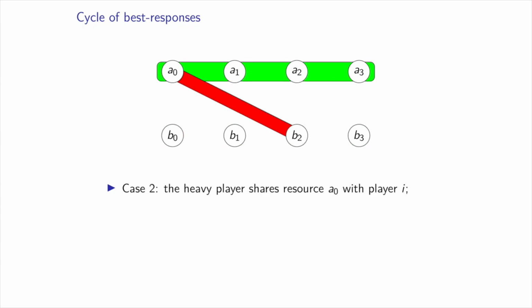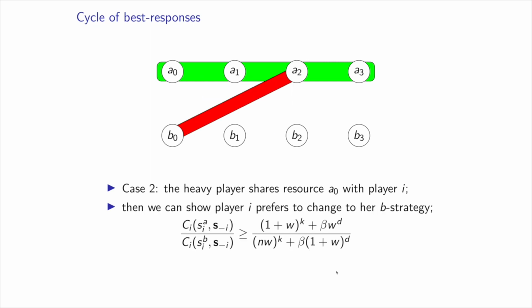On the other hand, suppose now that the heavy player is not alone on resource A0. Therefore, he shares it with another player, say player I. Well, in this case, we need to show that player I is the one that wants to change. He will change from the A strategy to the B strategy. Again, by computing these costs, we can get a lower bound on the improvement ratio.